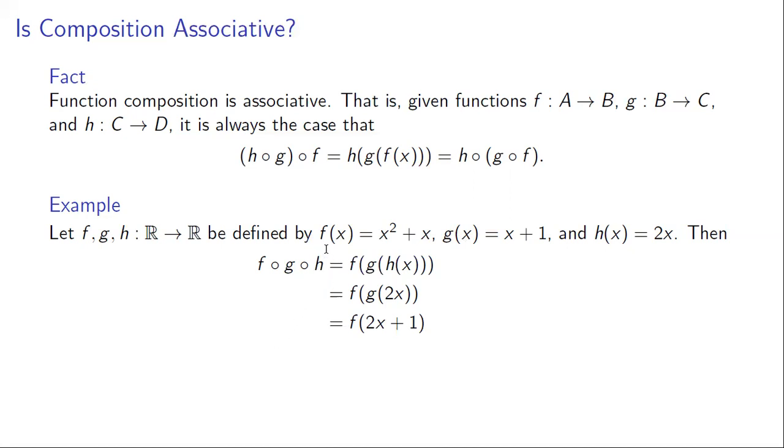Well, what does f say to do? Well, f says take the input, square it, and add the input to that. So we're going to take 2x plus 1 and square it, and then add 2x plus 1. So we have (2x plus 1) squared plus 2x plus 1. If we expand that, we get 4x squared plus 4x plus 1, then of course plus 2x plus 1. And if we simplify, we get 4x squared plus 6x plus 2.